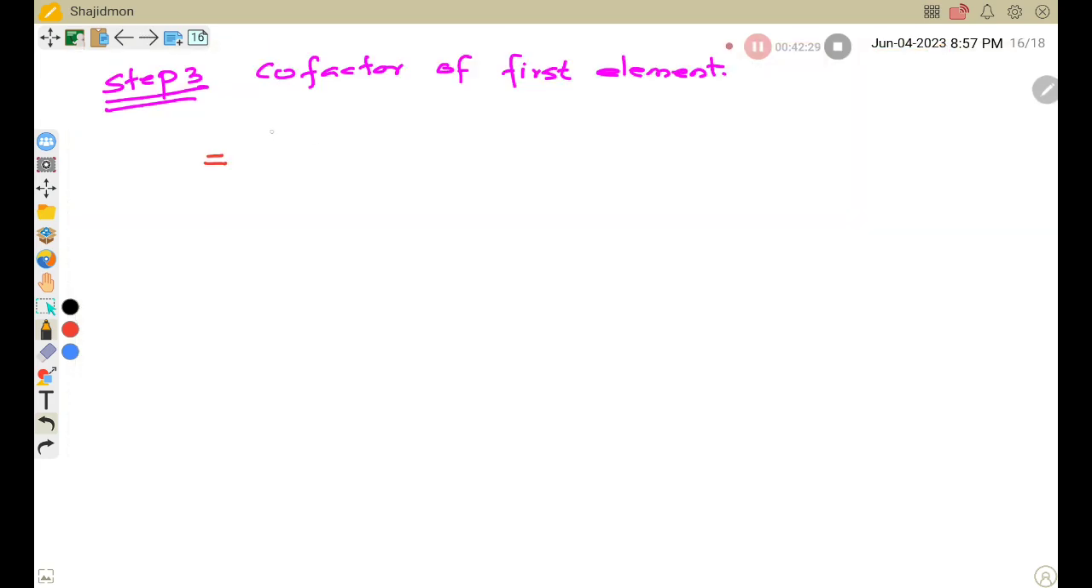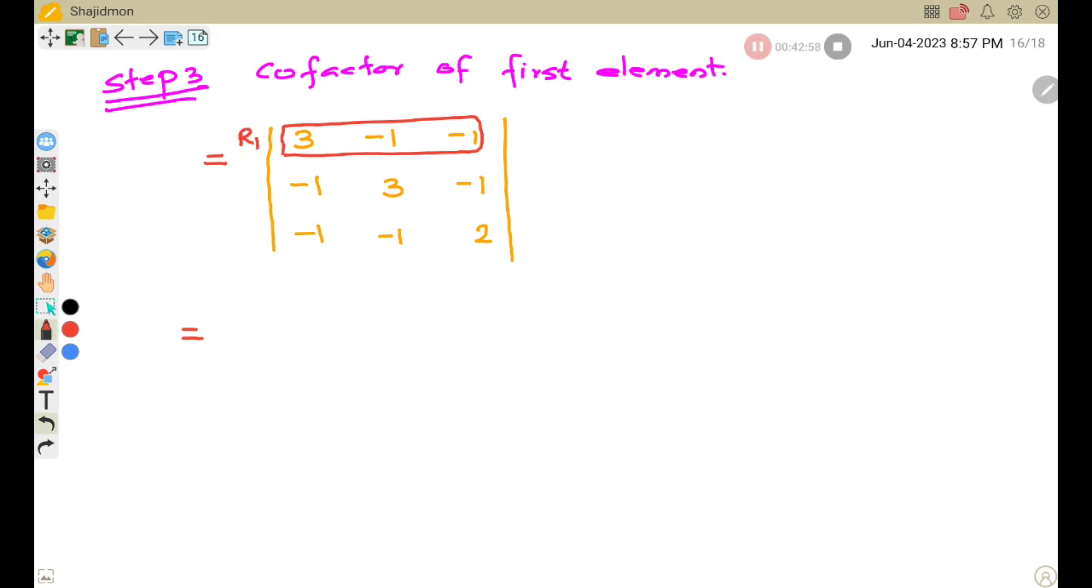So, I can write here the determinant. Don't forget, it is determinant. So, 3 minus 1 minus 1, minus 1, 3 minus 1, minus 1 minus 1 and 2, correct? Now, expand this determinant. Expand the determinant means you can select any one row or any one column. So, for example, I am selecting row number 1. I am expanding by using row number 1. The first element is 3. As I told you, first number sign positive, that number write in the bracket. Second number minus, minus 1. Third number again plus, minus 1, like this.